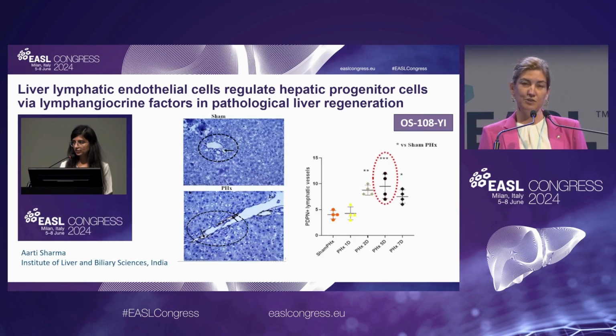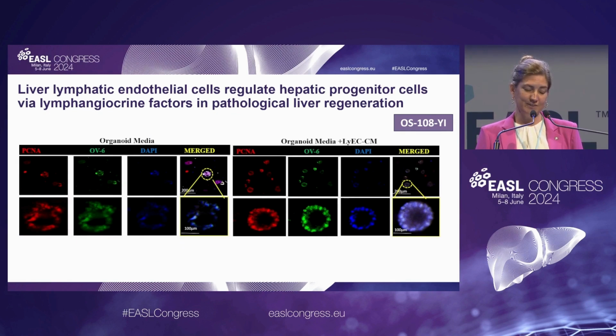R.T. Sharma from the Institute of Liver and Biliary Sciences in India presented work on lymphatic endothelial cells. They demonstrate an expansion of the lymphatic endothelial cell network upon partial hepatectomy and wanted to investigate the function of the secretome. They sorted lymphatic endothelial cells for mass spectrometry and identified numerous enriched secreted proteins, including Reelin, which they speculated could activate hepatic progenitor cell proliferation. So they grew hepatic progenitor cells as organoids and co-cultured these with the secretome from lymphatic endothelial cells and showed that this could increase proliferation, which they ascribed to Reelin activity.